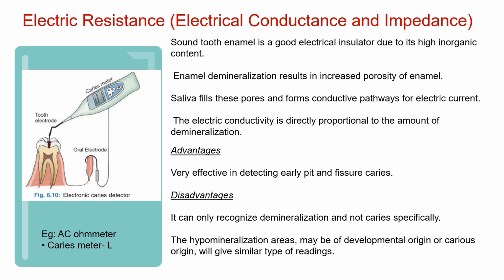Now, the sound tooth is a good electrical insulator due to its high inorganic content. The electrical conductivity, however, is directly proportional to the amount of demineralization. So these systems, which is a caries meter, will utilize this principle. The advantage is that it is very effective in detecting early pit and fissure caries, but the disadvantage is it can only recognize demineralization and not caries specifically.